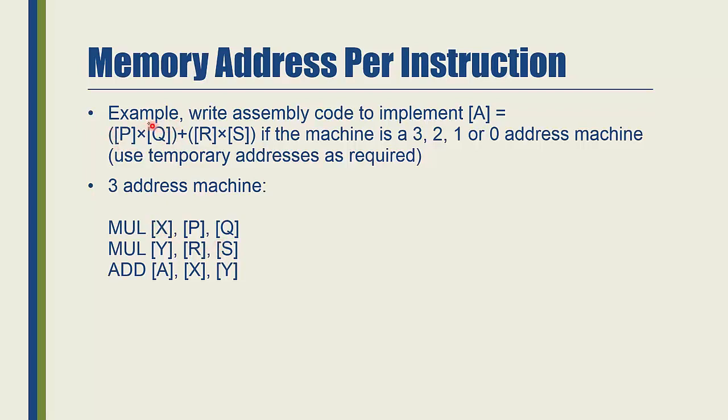That is what we perform here. P multiplied by Q and then R multiplied by S, keep in Y temporary. And then we multiply the two temporary variables and keep the result in A. You may want to put store or load. Over here, you don't have to put load or store because everything is done with respect to memory address.